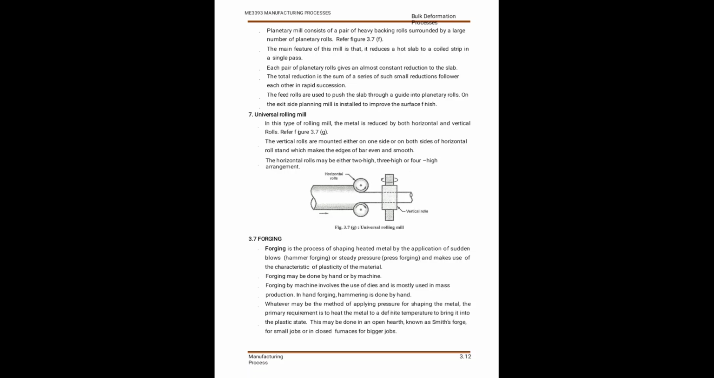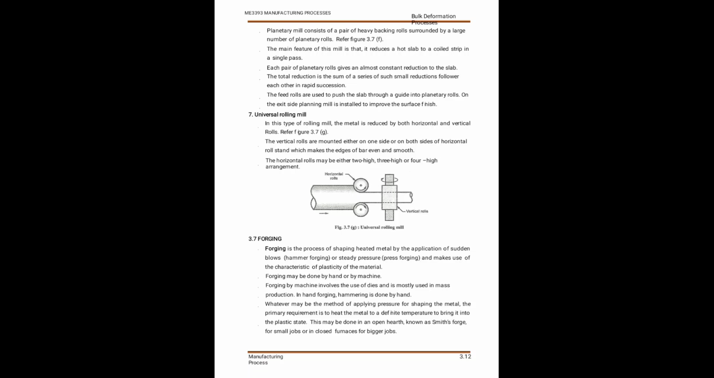The main feature of this mill is that it reduces hot slab to cold strip in a single pass. The large reduction to produce a very thin section is a very important feature of the planetary rolling mill. The cross section area will be reduced and the length will be increased. In the universal rolling mill, the metal will be reduced by both horizontal and vertical rolling. Four rollers will be used: two rollers in the horizontal plane and two rollers in the vertical plane, both acting at the same time.